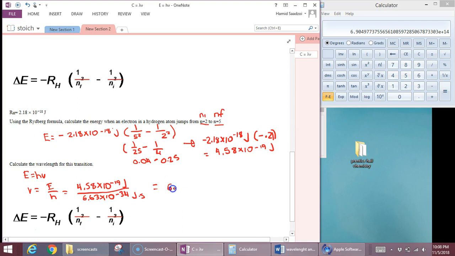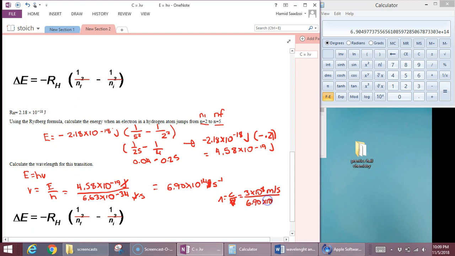We get 6.90 times 10 to the 14th seconds to the negative 1, because the joules cancel out. So that's our frequency. Now to get our wavelength, it's equal to C over the frequency, not lambda, C over nu, my apologies, which is 3 times 10 to the 8 meters per second.